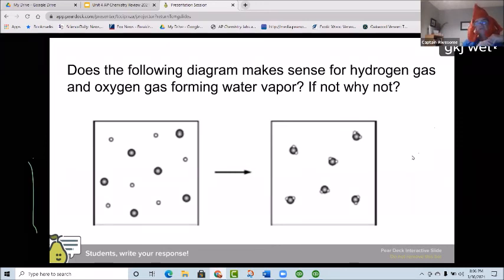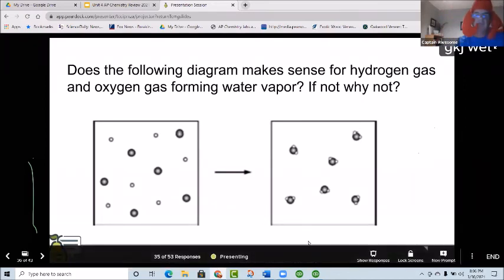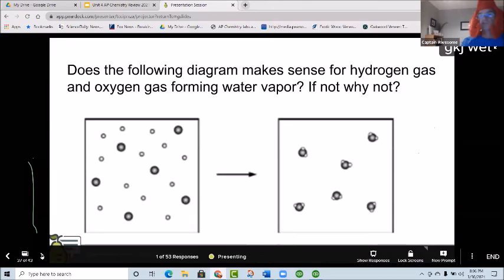But if you looked at the number of tiny little circles on the left, they don't match up to the same number of tiny little circles on the right. So tiny little circles on the left is only 6. And tiny little circles stuck on the water molecule, there's actually 12 of them. So that would be a no for me. So let's look at the other choices.